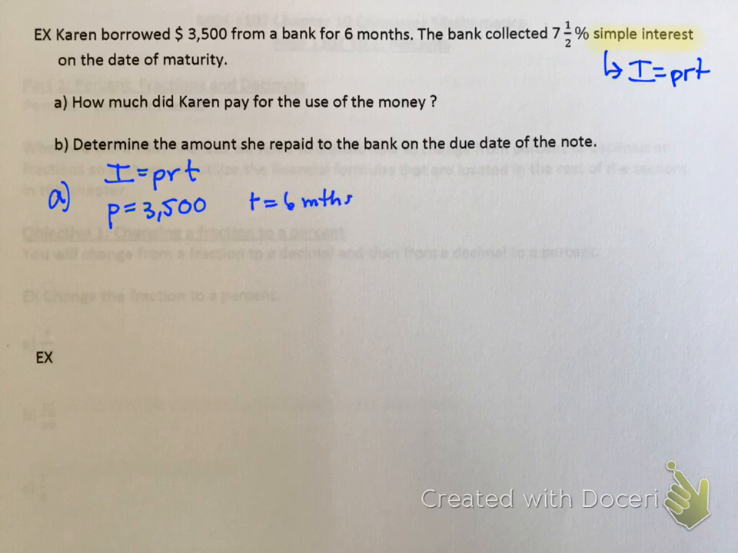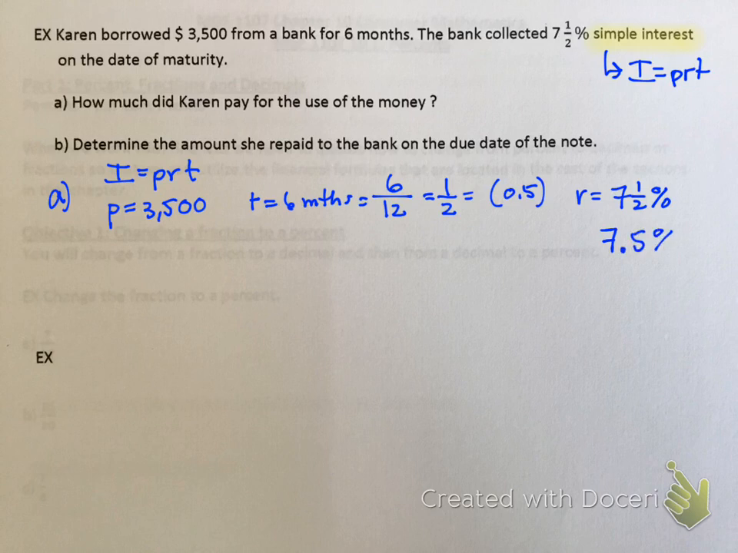But remember, I can't leave it in months. I have to rewrite it in terms of years. So this equals 6 over 12, which is 1/2. The decimal equivalent to that is 0.5. And then the rate is given to us as 7.5%. Okay, this is kind of like a problem that we had in 10.1. We have to change that 1/2 to a decimal, and then the whole thing to a decimal. So 1 divided by 2 is 0.5.